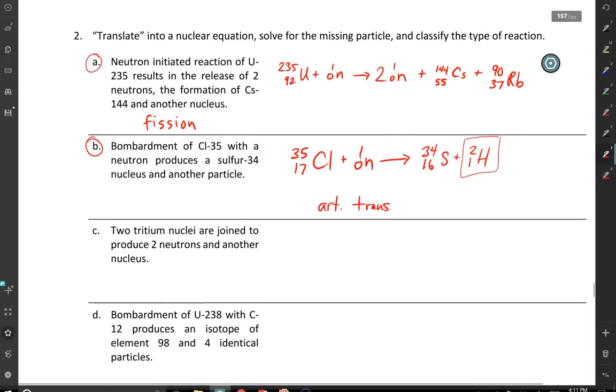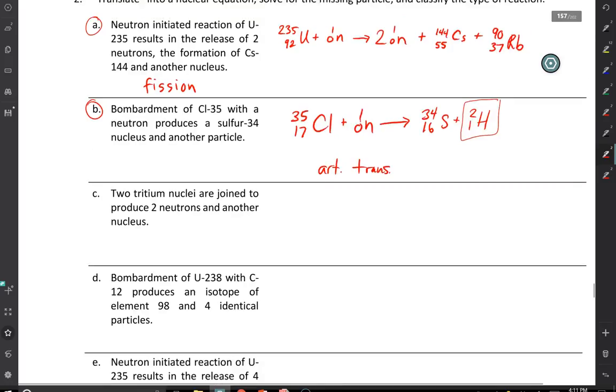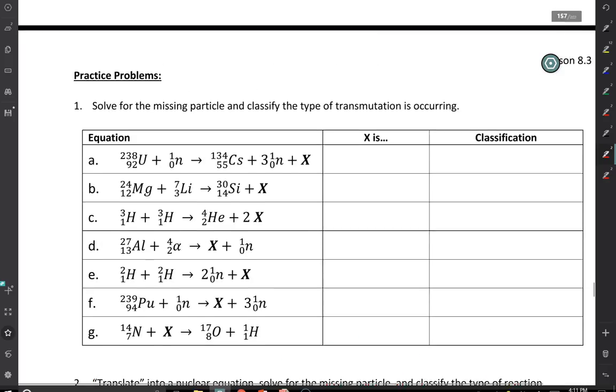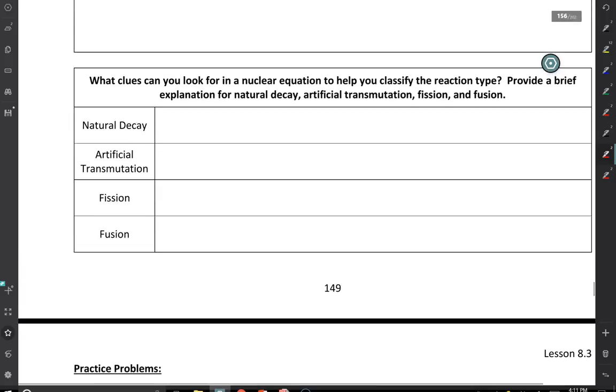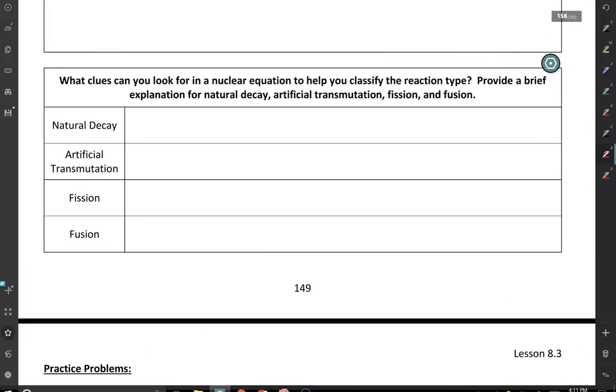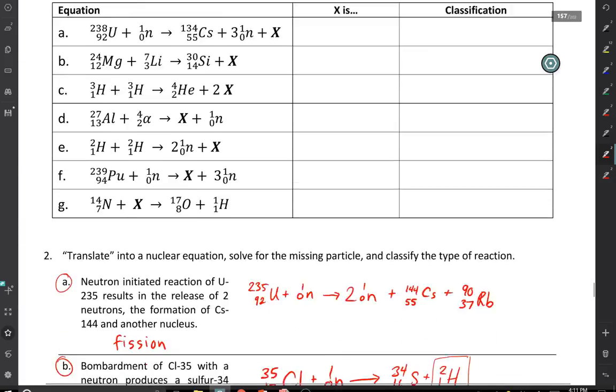All right, as usual, there are more practice problems to work on. I would go back up and keep solving for X and take a minute to go through and look for the different clues that you can look for in a nuclear equation to help you classify the reaction type. That's going to be something that you're expected to do on the test. It's not super difficult, but you need to be careful. And there are definite clues that you can look for to help you make that identification.